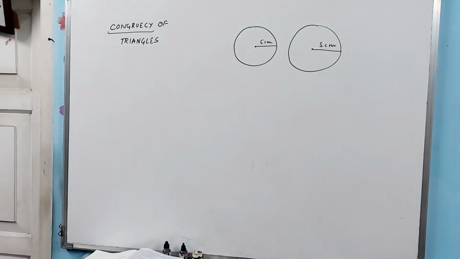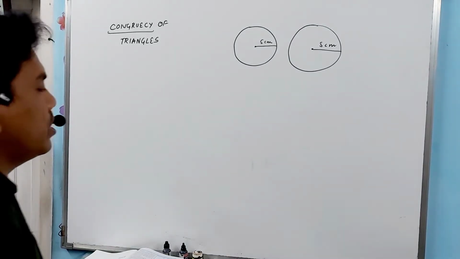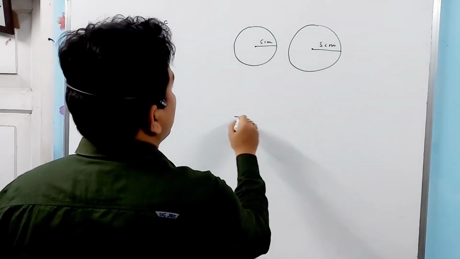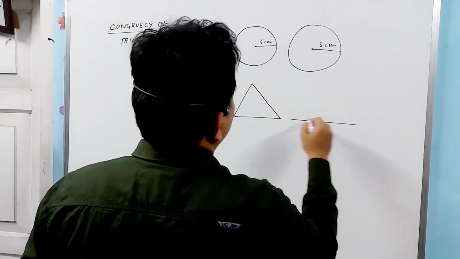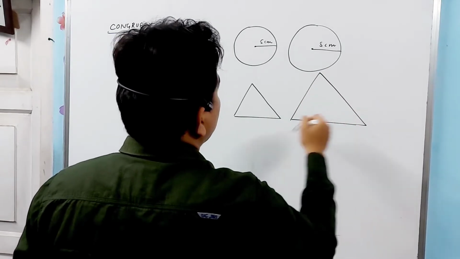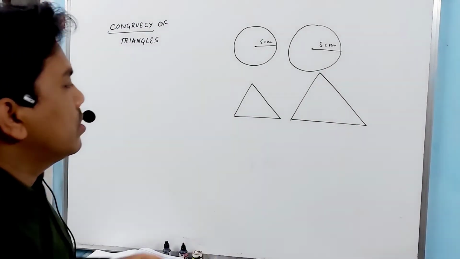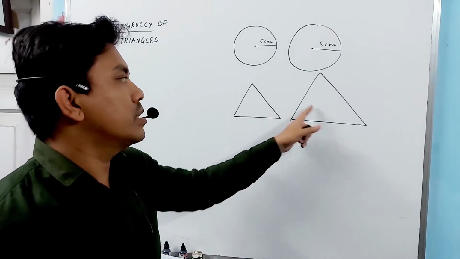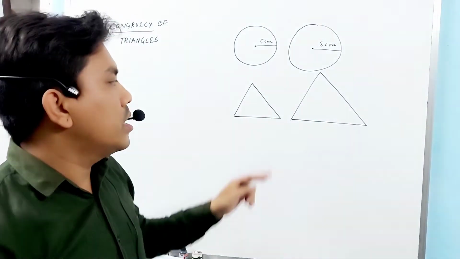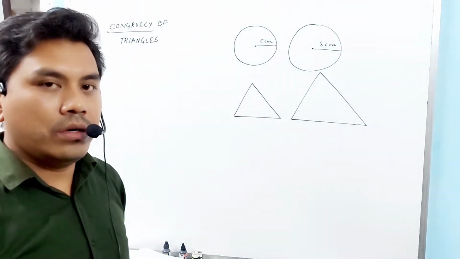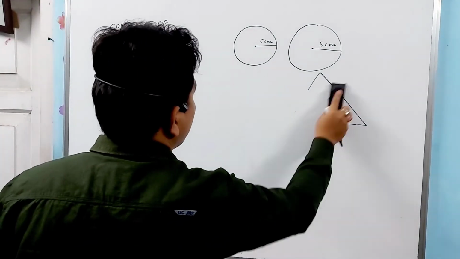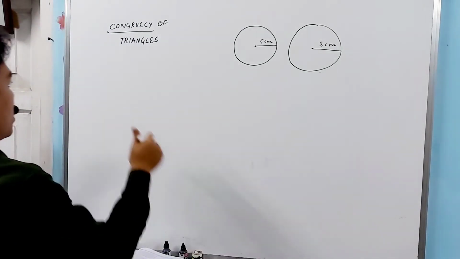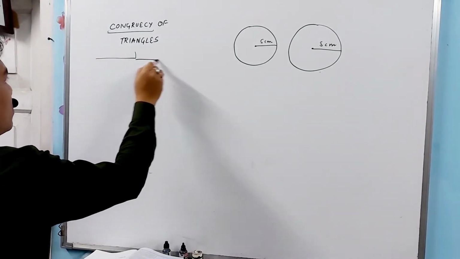Okay? So in this chapter, we'll be learning about triangles. So if I give you one triangle and one more triangle which is bigger than this, then it is obvious that these two are not equal in size. Then they are not congruent. So in order to be congruent, last year we got four postulates.